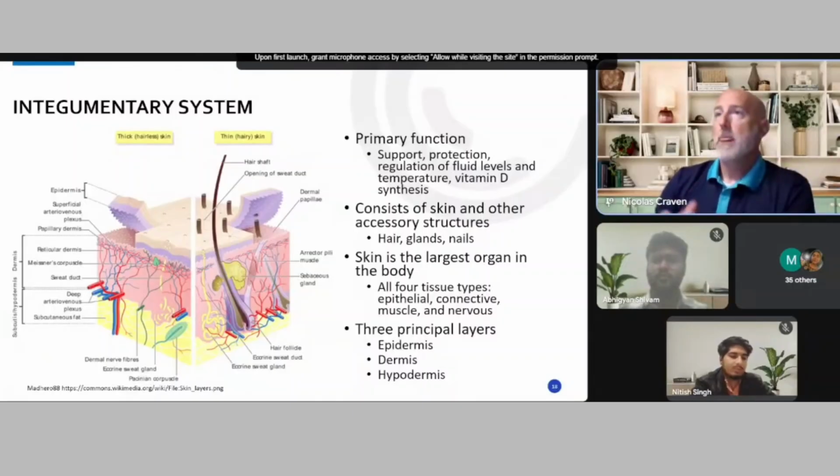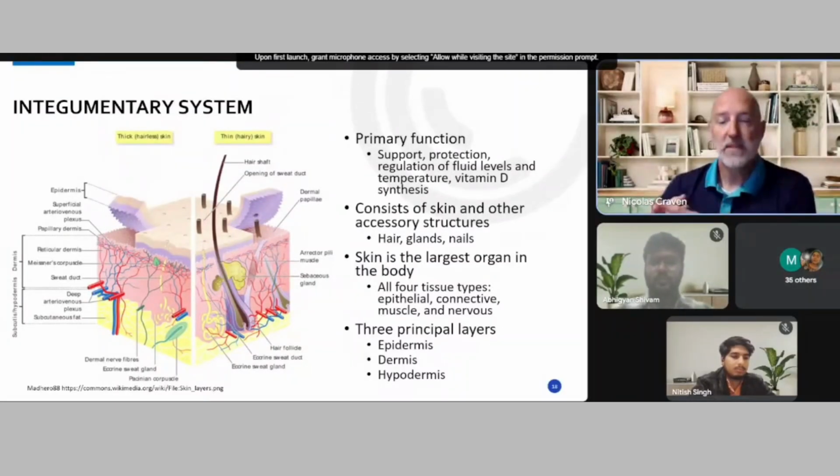And so here's a couple cross sections of thick skin on the left and thin skin on the right. So skin's primary function is to support, and by supporting, it protects you. It helps regulate your fluids as well as your temperature. It helps with vitamin D synthesis.